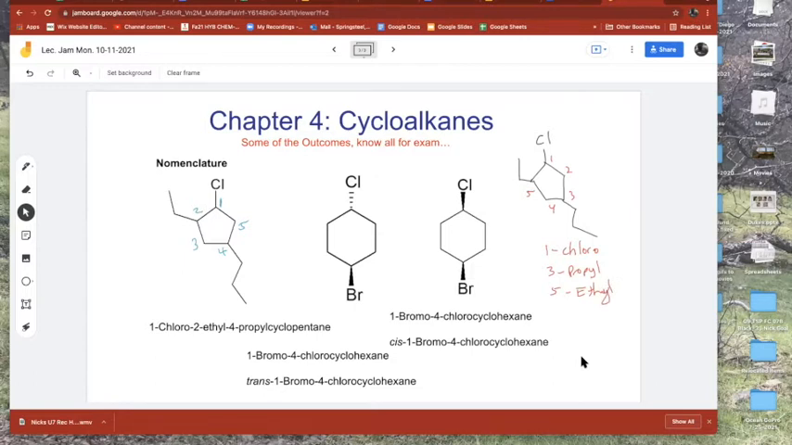Yeah. James has the right idea. It's more about the numbers on this one. You want to number the groups in a way that gives you the lowest possible numbers. After that, you would go alphabetically. Yeah, these are higher numbers, because we have 1, 2, 4 versus 1, 3, 5. Okay, and then why chloro first? Chloro before ethyl before propyl. That's alphabetical.